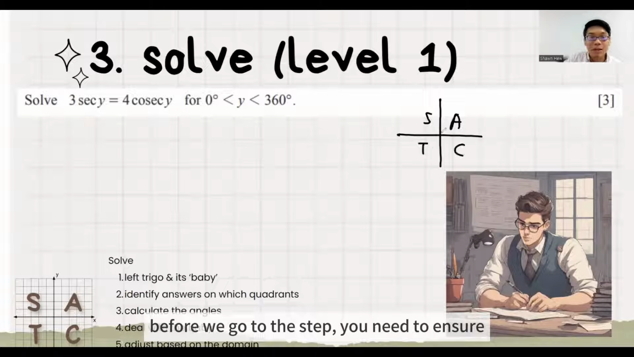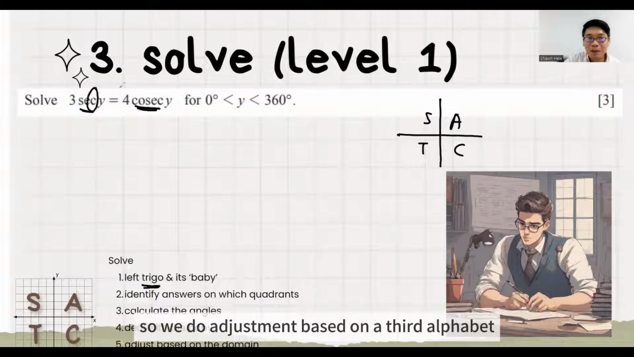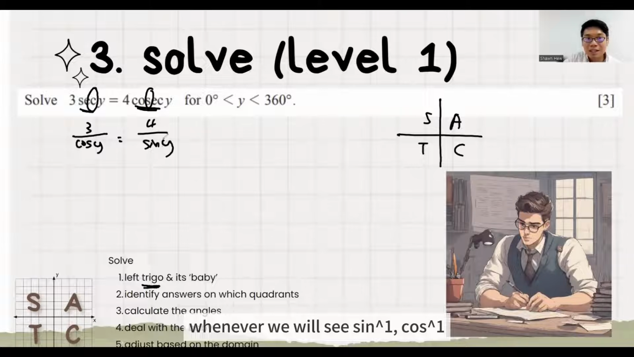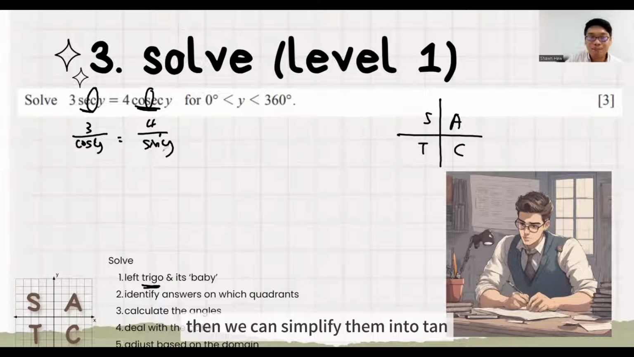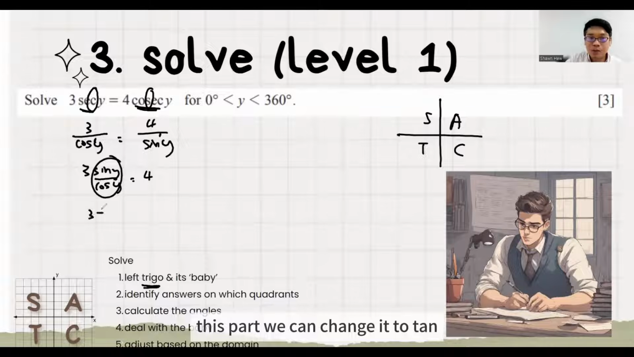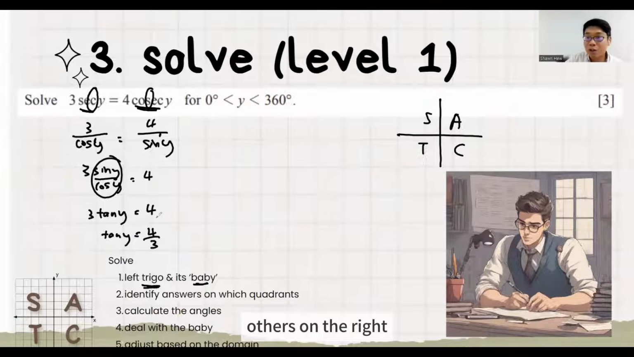Before we go to the steps, you need to ensure one trigo and its baby are on the left. But here we have secant and cosecant. So we do adjustments based on the third alphabet. We know that this is 3 over cos y. This is 4 over sine y. Whenever we see sine power 1, cos power 1, then we can simplify them into tangent. So sine we throw here and it becomes 3 sine y over cos y equals to 4. This part we can change to tangent. Then trigo and its baby on the left, others on the right.